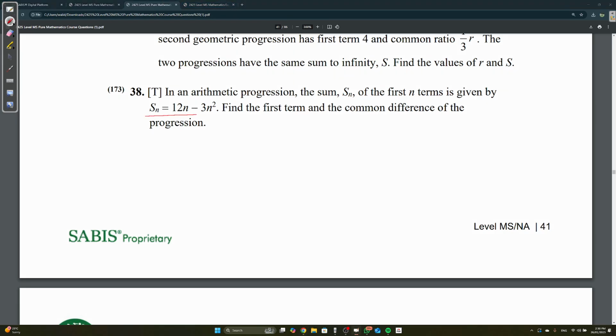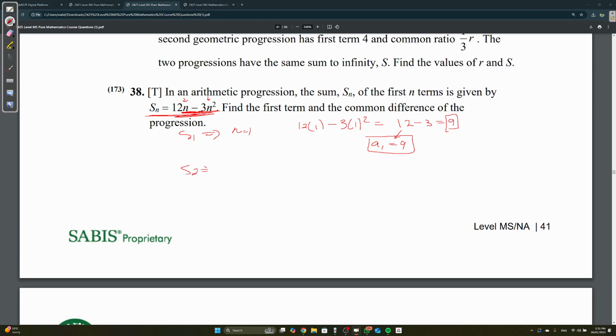So they told us for any number n, the sum is equal to 12n minus 3n squared. So for a1, n equals 1, right? So if you just substitute n equals 1, you're gonna get 12 times 1 minus 3 times 1 squared. You're gonna get 12 minus 3, which is 9. So that means a1 is equal to 9. Obviously, if the sum of the first one term is 9, that means the first term is 9. Yeah, it's common sense.